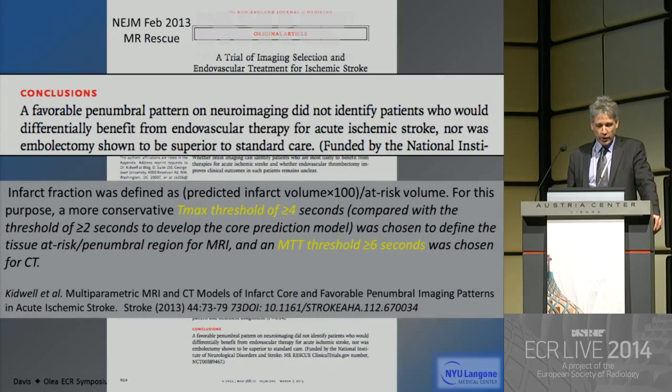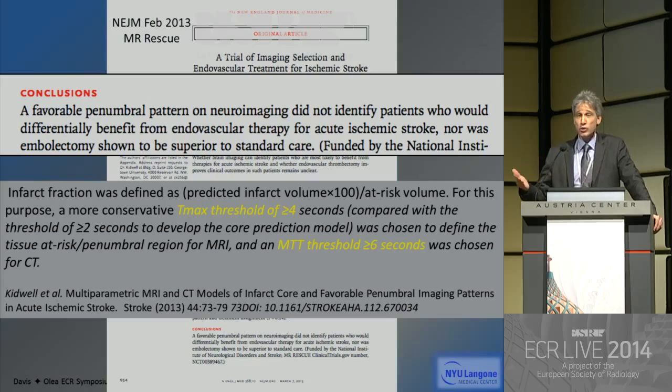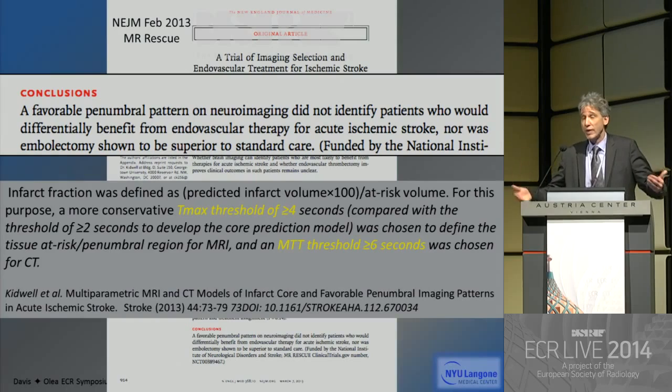In that paper, they used a Tmax for MR of greater than 4. So now we see a new Tmax that we're using. I showed you some other thresholds in the other papers. Now we have a new number that we're using. And for CT, and for the penumbral region, an MTT of greater than 6 was used for CT. So even if there was a different modality in that study, we have a different Tmax.